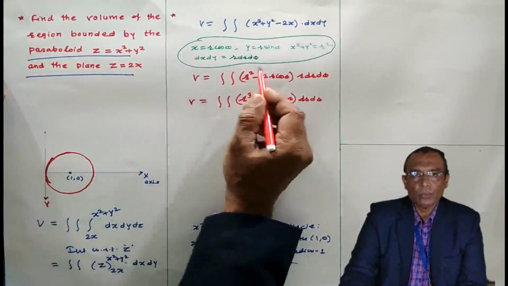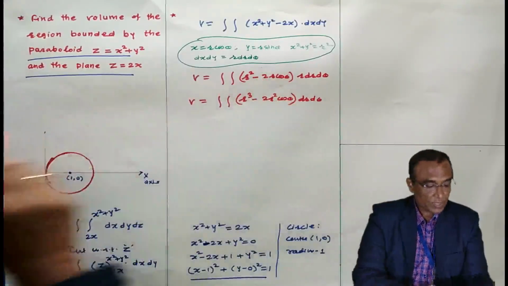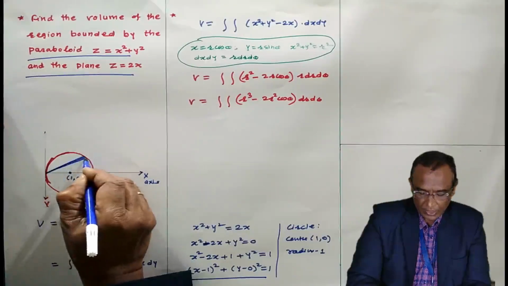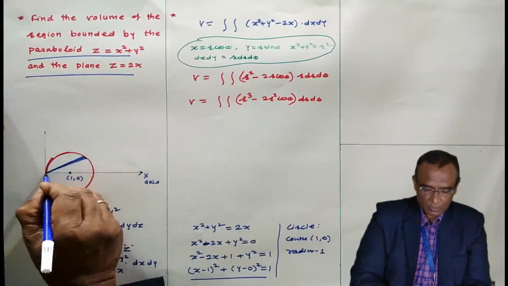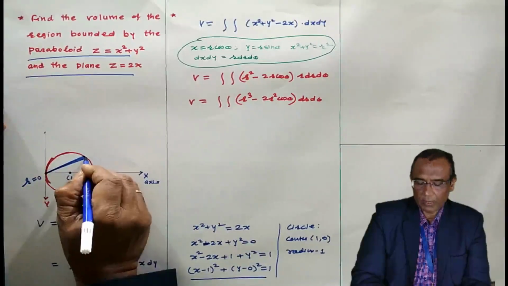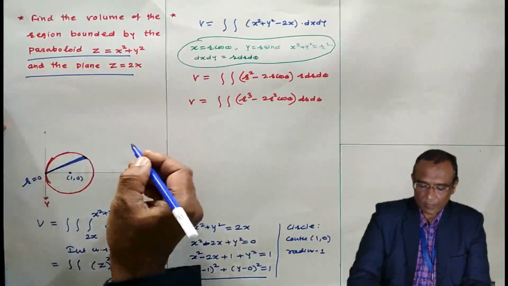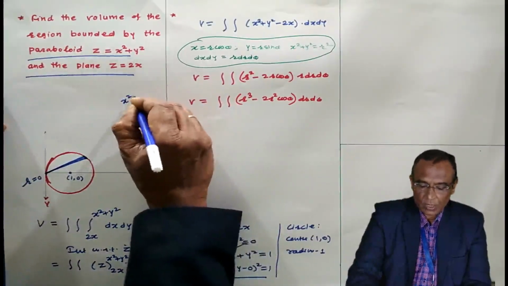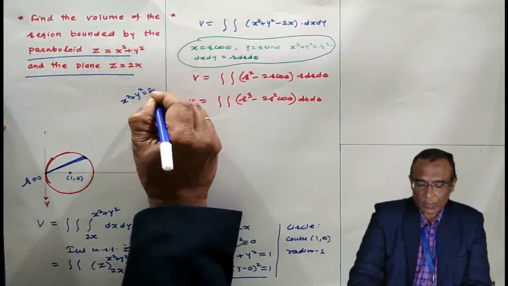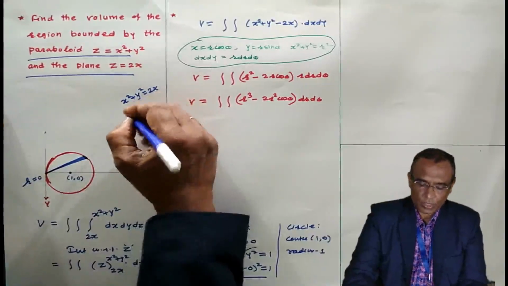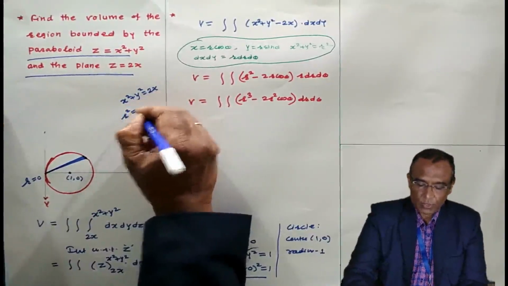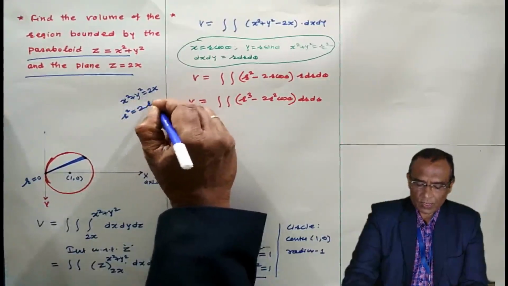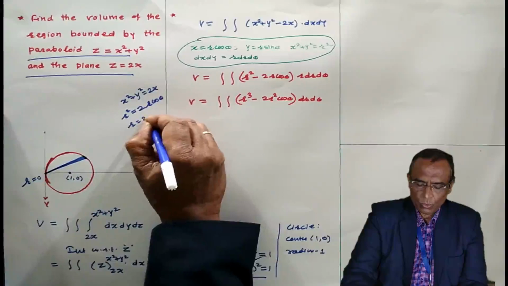So we have converted into polar form. I have to consider the radial strip. Initially, at this point, r is 0. The terminal end lies on the circle. But which circle? x square plus y square equal to 2x is the circle, but this is the Cartesian equation of the circle. I want the polar equation of the same circle. Put x square plus y square as r square and x equal to r cos theta. Then r equals 2 cos theta.